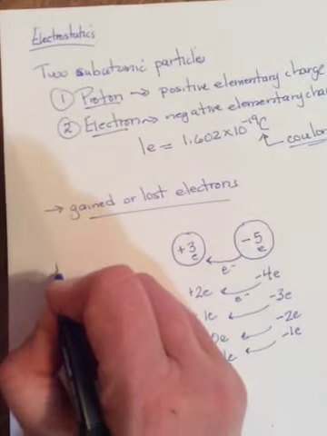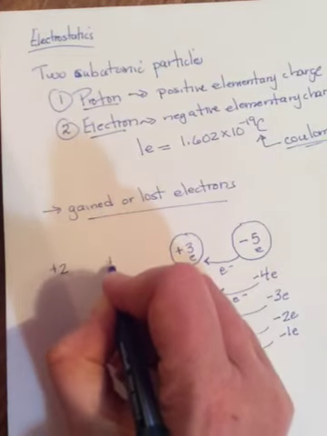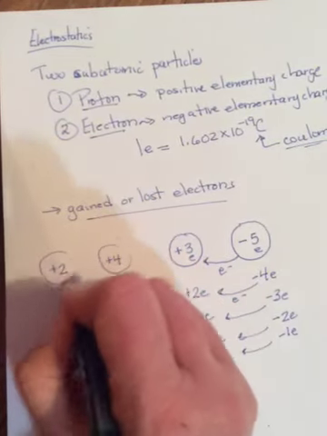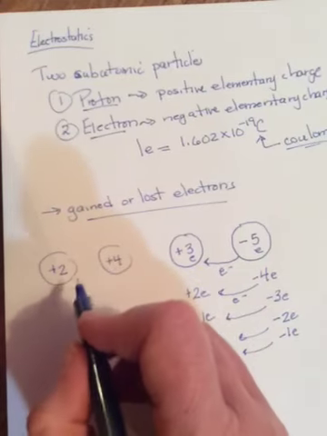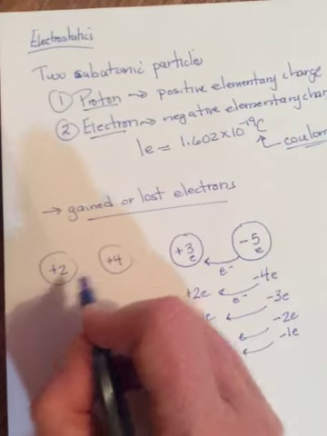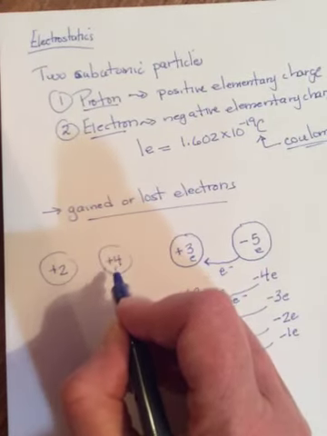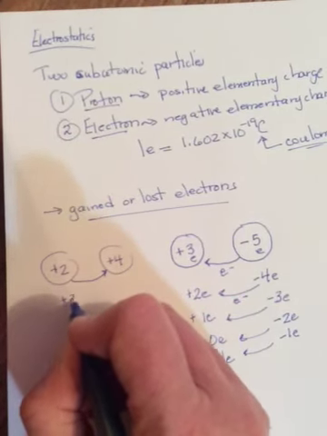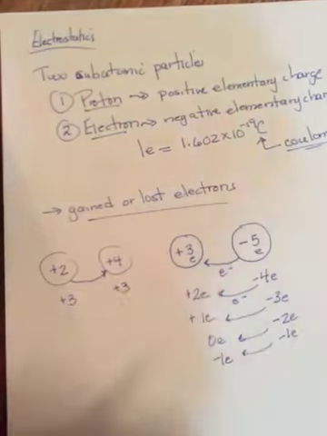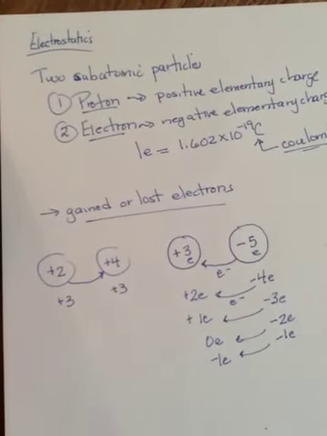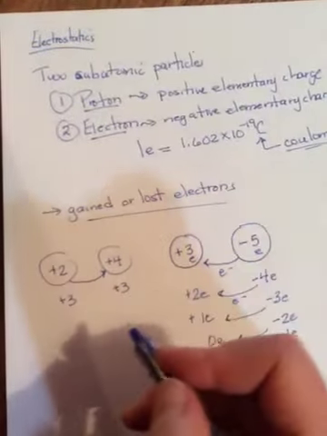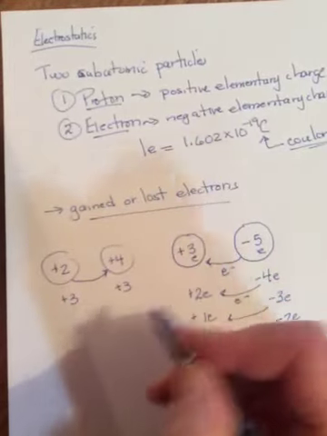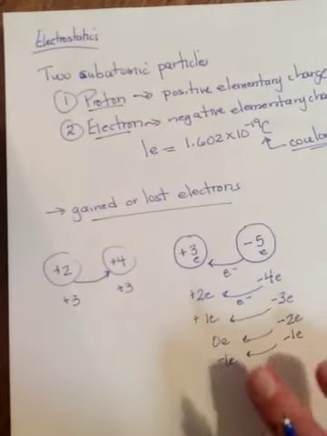The same will be true if they're both positive. If they're both positive, there'll still be a transfer of charge because this one's only short 2 and this one's short 4. And so this one will give 1 electron, so it'll become positive 3 and this will become positive 3. So don't think if both objects are positive there won't be a flow of charge. There will. There'll be a flow of charge until they're equal to each other.